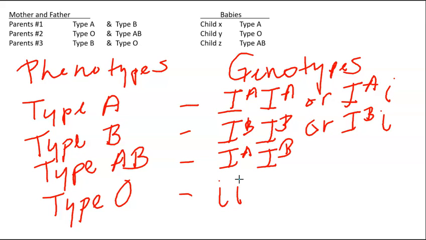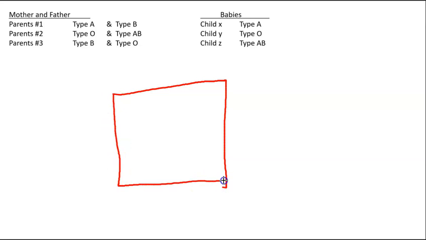So now that we have this knowledge, we can use this to make our Punnett squares to see the different scenarios, or the different possible combinations of blood types and the children that the parents will produce. So let me erase this. And let's start off with parents number 1. So we can see that mom is type A and dad is type B. Okay, and we already went over the different genotypes for type A and type B blood. So let's first start with the scenario where both parents are homozygous dominant for their different blood types.